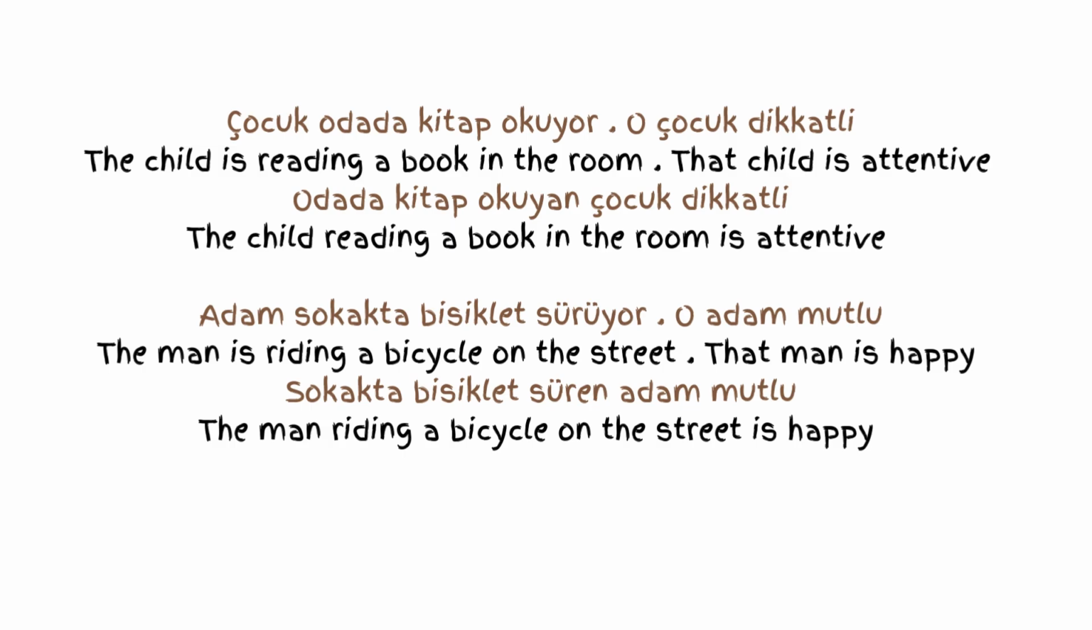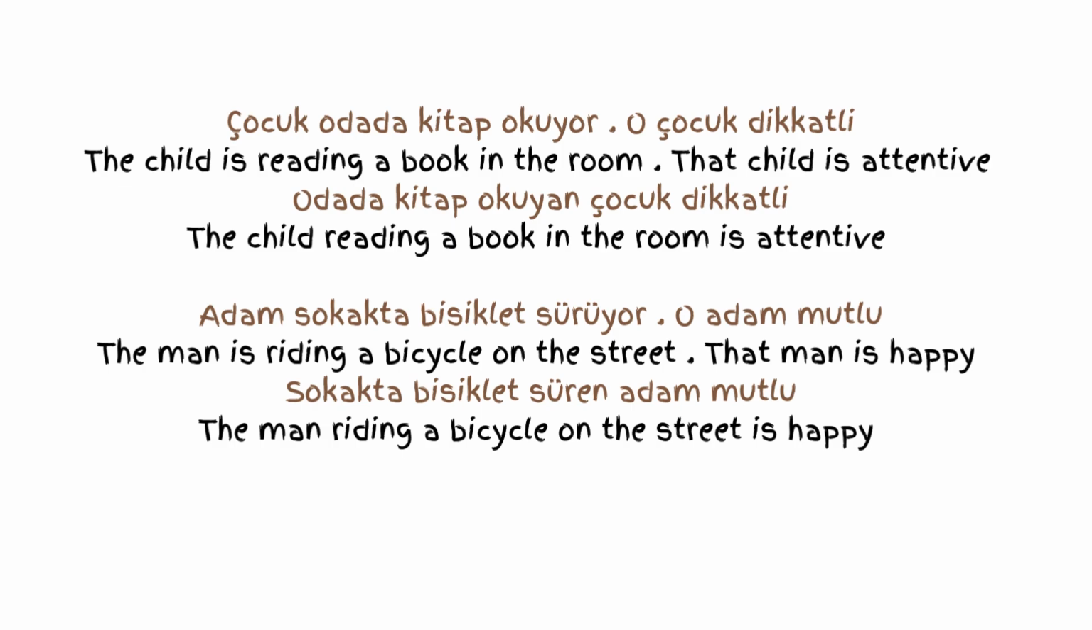Now, we're going to begin from the first sentence, from the object, odada, followed by the verb, kitap okuyan, followed by the subject, which is çocuk. Now, we're going to move to the second sentence. We're not going to take the subject. Gonna take what is left, which is dikkatli. Odada kitap okuyan çocuk dikkatli.